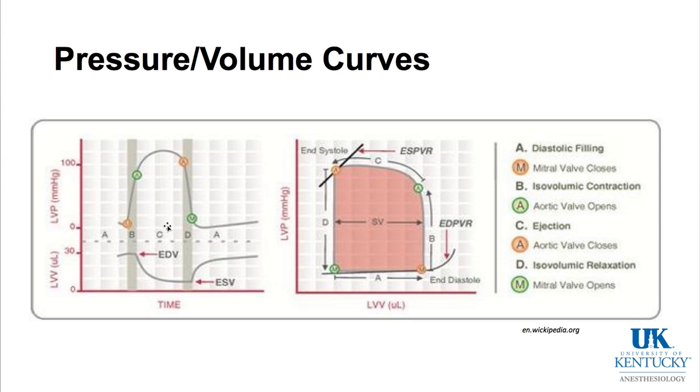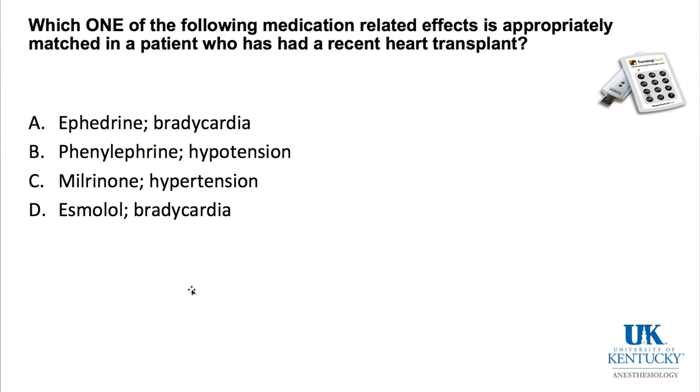The graphic on the left is simply showing LV pressure as it builds up, and at the bottom LV volume, which during end diastole is full, during end systole is empty, and the difference between those two is stroke volume. Here's a question for you.